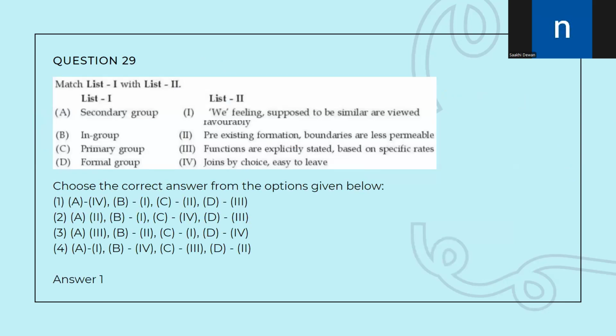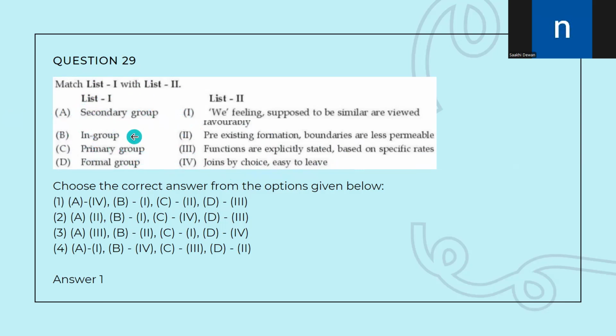Question number 29 provides us with two lists, and we have to match these together. So the first part talks about secondary group. The secondary group can be matched with joined by choice, and it is easy to leave. So we know that when we compare secondary and primary group together, secondary group is the one that we join by our own choice, and secondary groups are usually easier to leave as compared to primary groups.